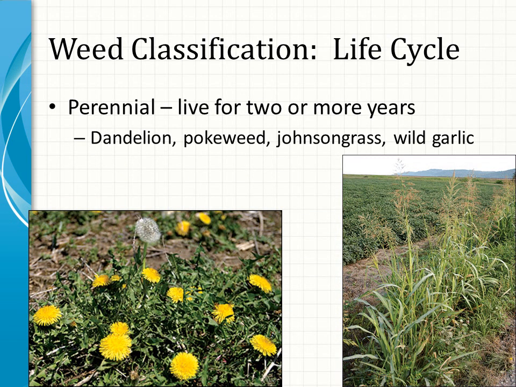Last, we have perennial weeds. These are weeds that live for 2 or more years, and they're things such as dandelion, pokeweed, Johnson grass, and wild garlic. One thing that distinguishes perennials over many other types of weeds is that they very readily will come back from their root system from year to year. So because of that and their reoccurrence, they can be very difficult to control, especially in vegetable crop production systems.